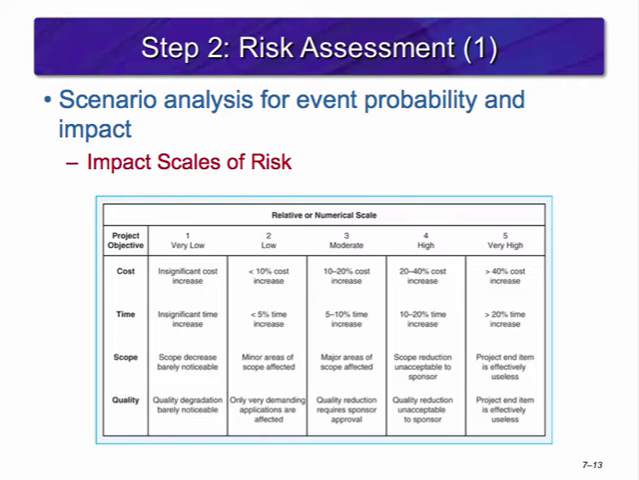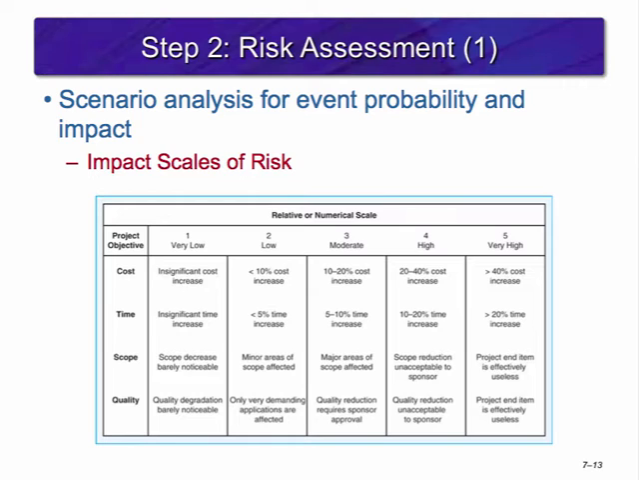Credible and quality risk analysis requires that different levels of risk probability and impact be defined. Impact should be assessed in terms of project priority. Risk ranking needs to be established immediately. Impact scales of risk, the image you see here, is an example of how impact scales can be defined for cost, time, scope, and quality.